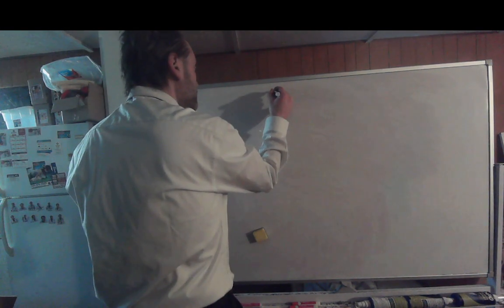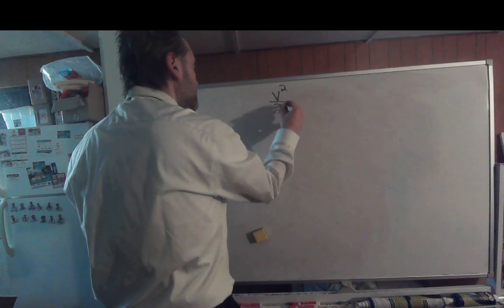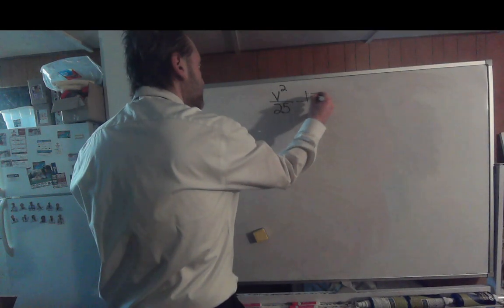All right, what do we got next? We have v squared over 25 minus 1 equals 11.